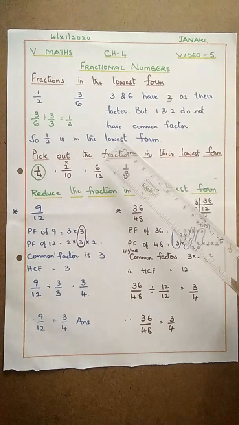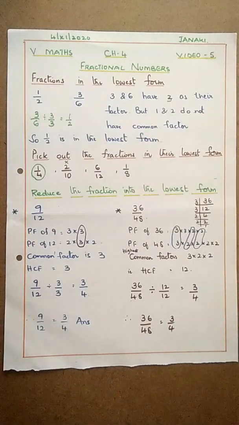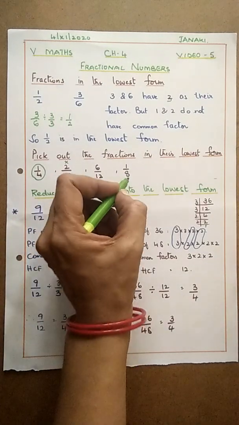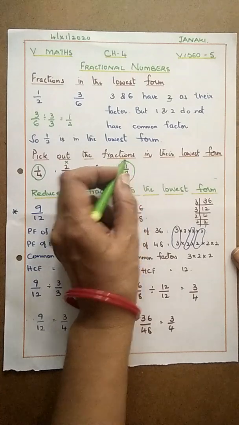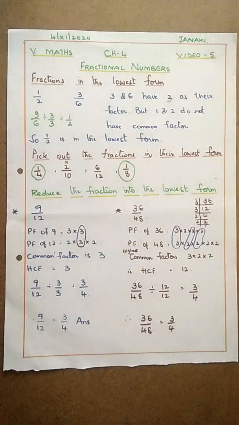Now let us take 6 by 12. 6 and 12 have a common factor, 6. So they can be further divided. So they are not in the simplest form. Now if you take 1 by 8, 1 and 8 do not have any common factors. So 1 by 8 is in the simplest form. You can circle it.